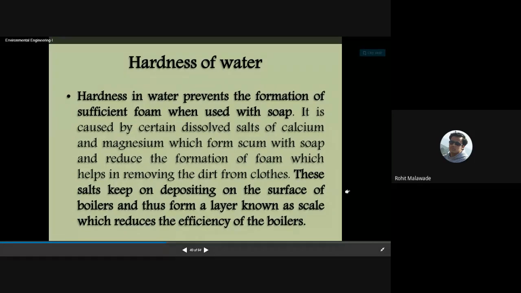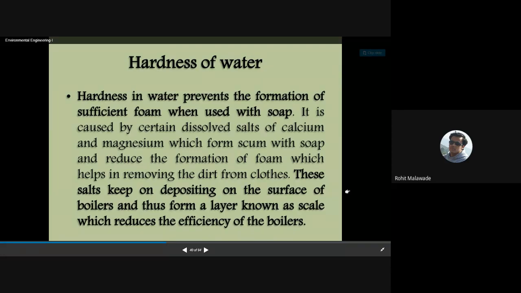Yes. In a layman's language, we say that whenever water is mixed with soap, if it is not giving you much lather or foam, then it represents hard water. Suppose you are mixing water with soap. If lather or foam formation is not there, then that particular water is hard water. And if it forms a sufficient amount of lather, then we call it soft water. This is in layman's terms.